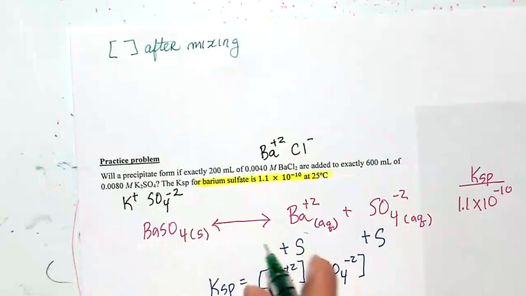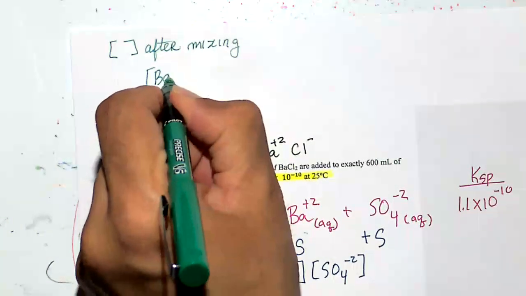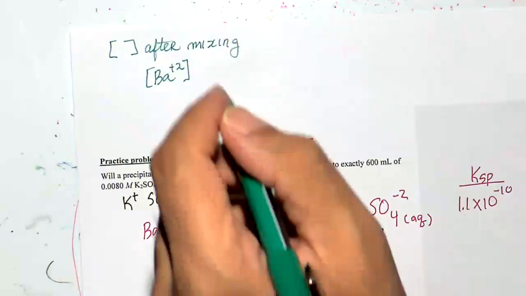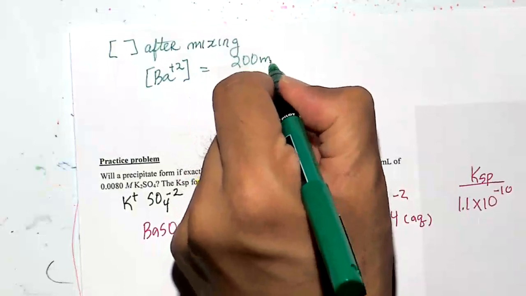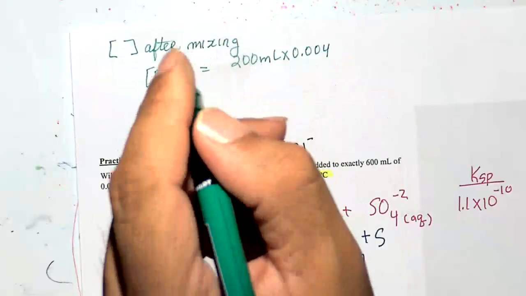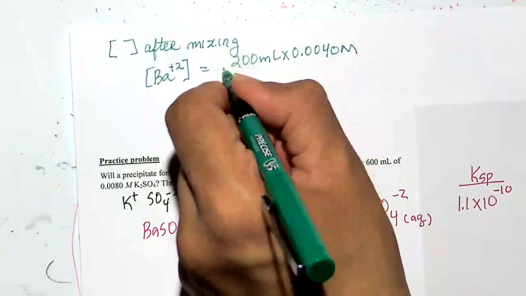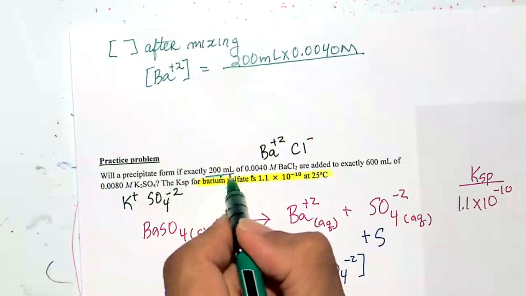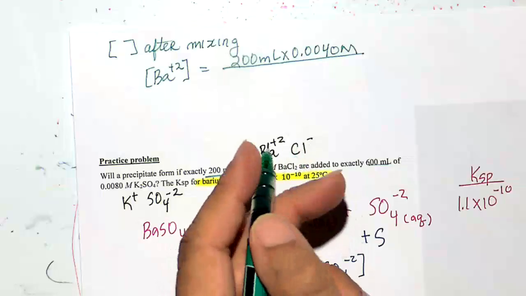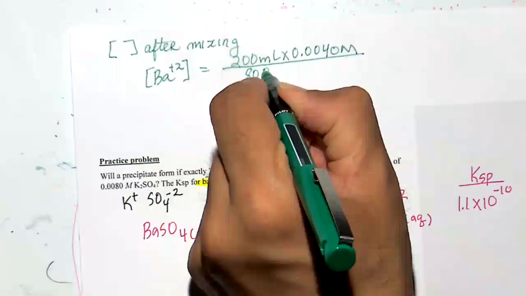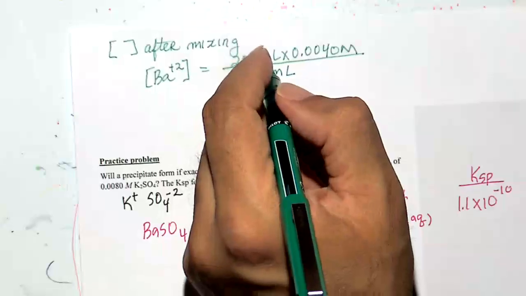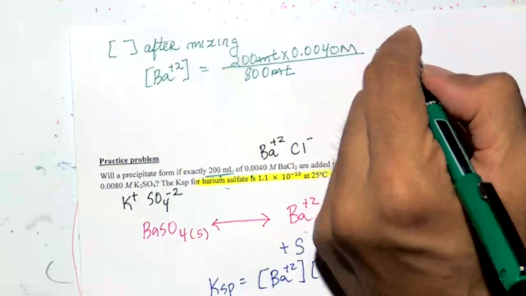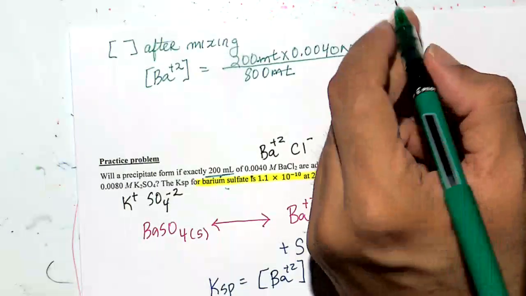Okay, we'll first do the barium ion, which is 200 mLs times 0.004 M. What's our total volume? I'm seeing a total volume of 800 mLs. Is that right? Yes? Okay, good. Thank you. And the mLs cancel, giving us molar. On my calculator, I'm getting 0.001 M.